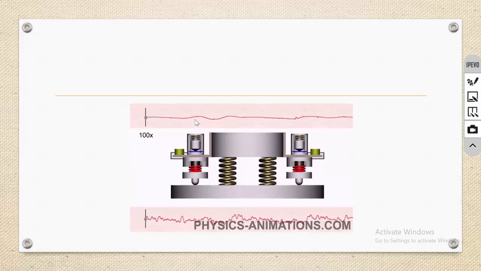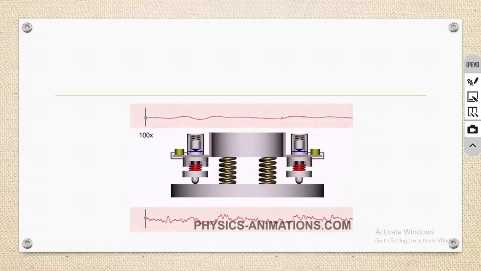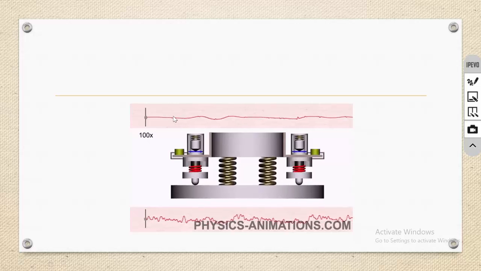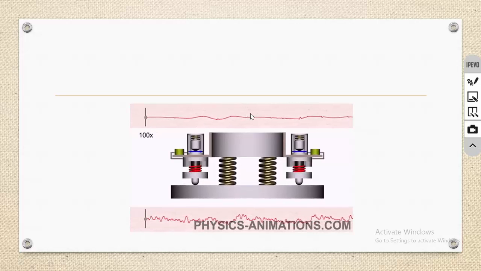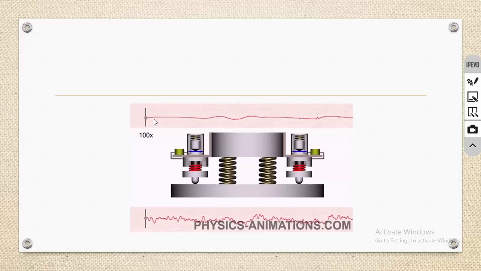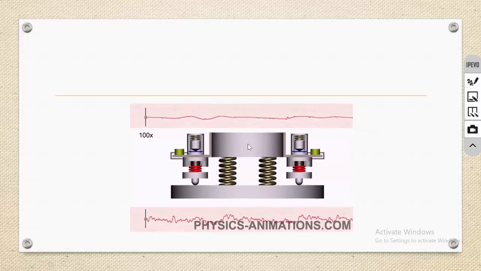You have to keep one thing in mind: we cannot completely eliminate the vibration, but we can try to minimize it. We cannot neglect it. So this is the input vibration signal and this is the output signal. This is the signal of the chassis. So you can see the effectiveness of active vibration control.